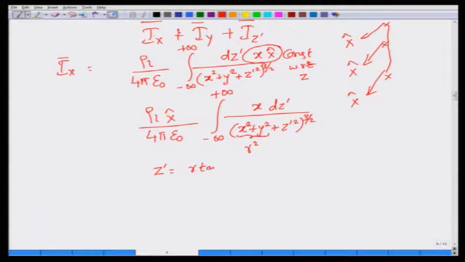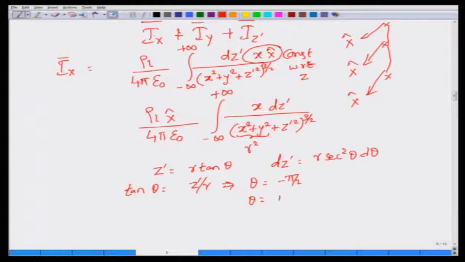r tan theta. Okay. So that dz prime will be equal to r secant square theta d theta, and when I change the variable of integration from z prime to theta, of course I have to change the limits of integration. What are the new limits of integration for theta? Well, tan theta will be equal to z prime by r, and when z prime is equal to minus infinity, tan theta will be equal to minus infinity and theta will be equal to minus pi by 2. And on the other hand, when z prime is equal to plus infinity, then theta will be equal to plus pi by 2.